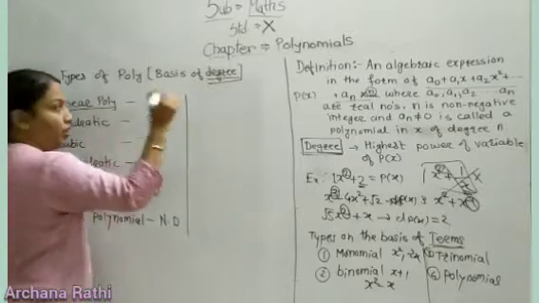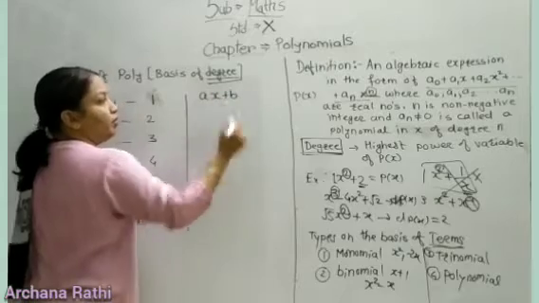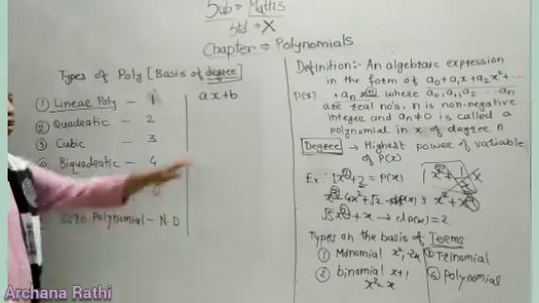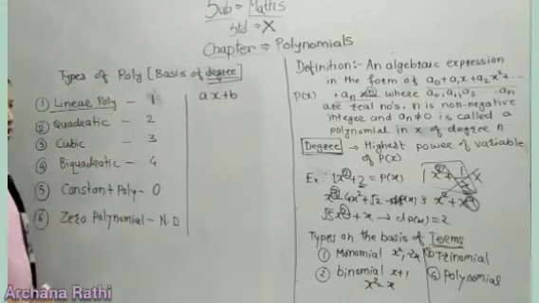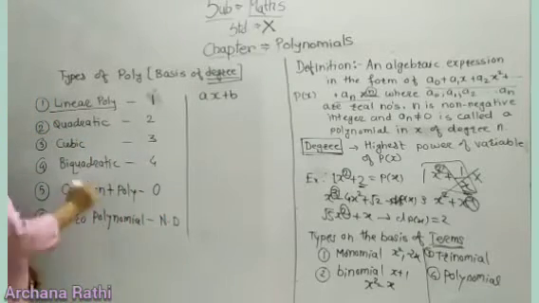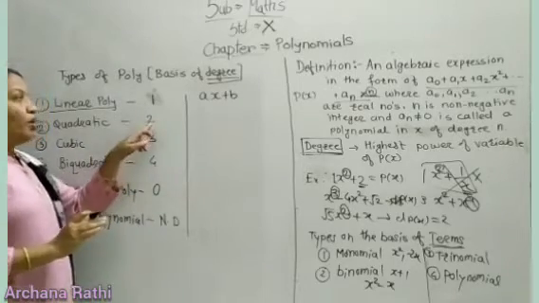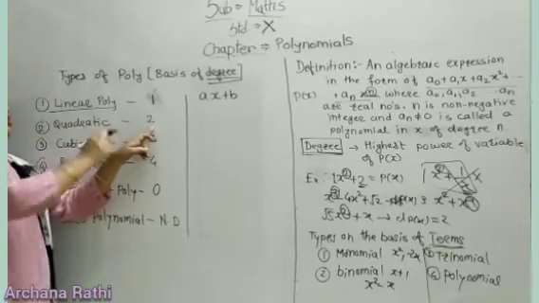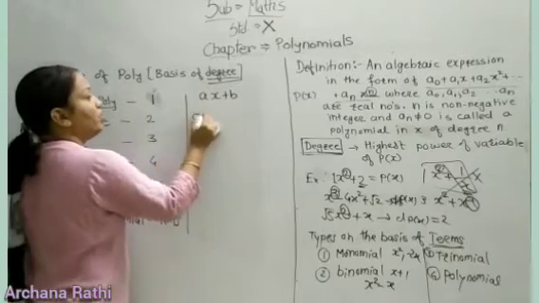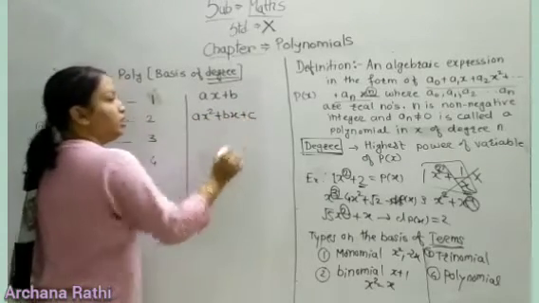Linear polynomial: degree 1. The general form is ax plus b. This is the general form of a polynomial. Now quadratic polynomial. Its degree is 2. If the highest power of the polynomial is 2, then it is quadratic. The general form is ax square plus bx plus c.